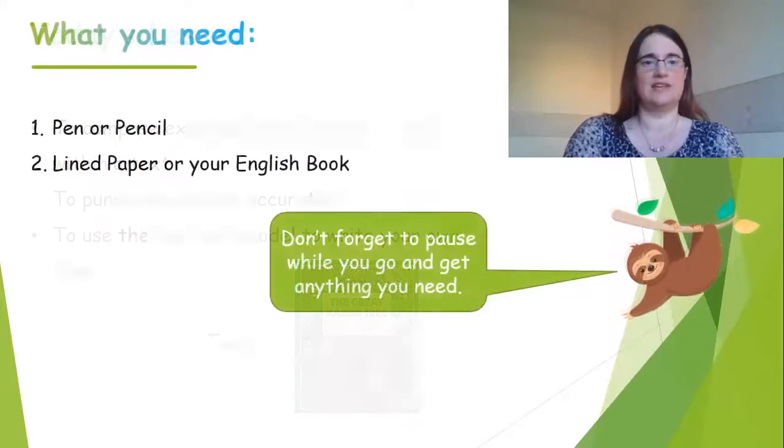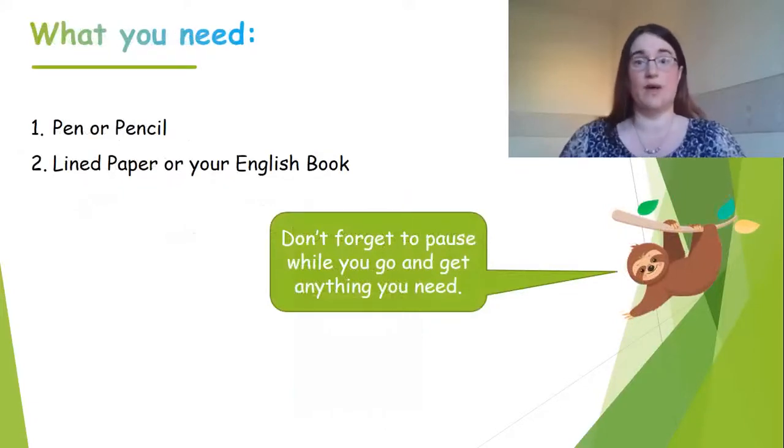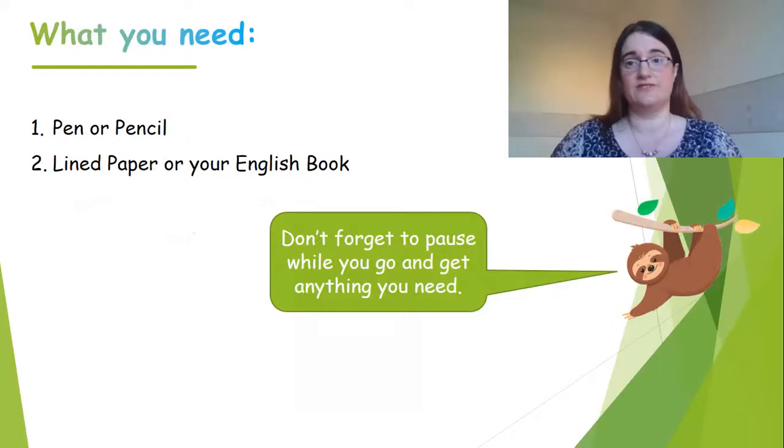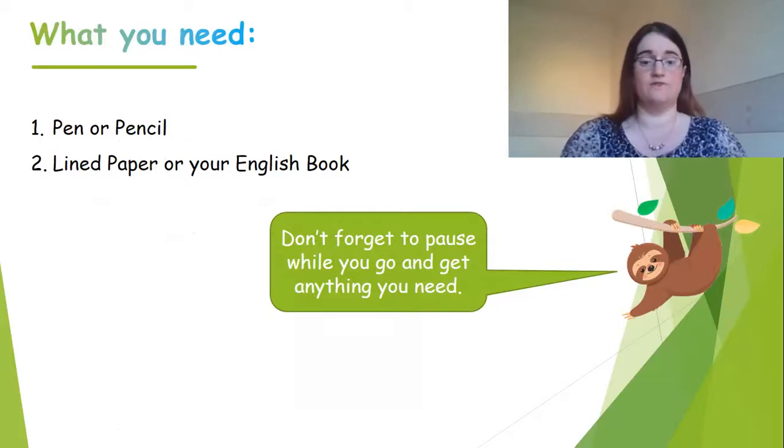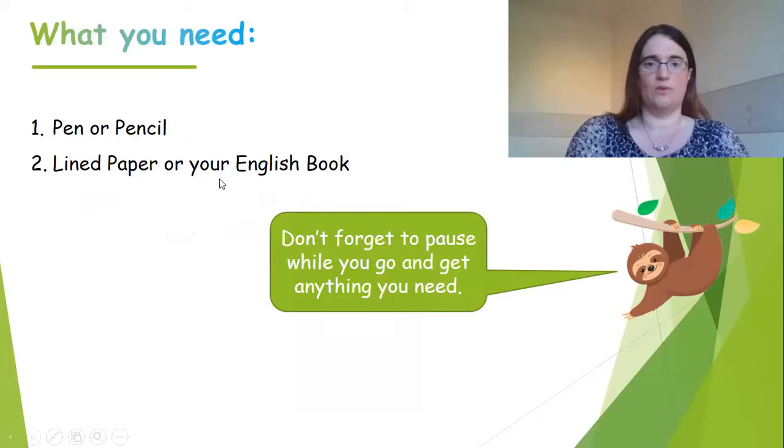So let's see what we need today. We're going to need a pen or a pencil. It would be really good if you could have two different colours so that you can use one for your marking. So maybe a blue or black pen to write in and then a different coloured pen for doing your marking, or you could use a coloured pencil. We are going to use some lined paper or your English or literacy book, so whatever you've got at home. And we're going to start with our game.